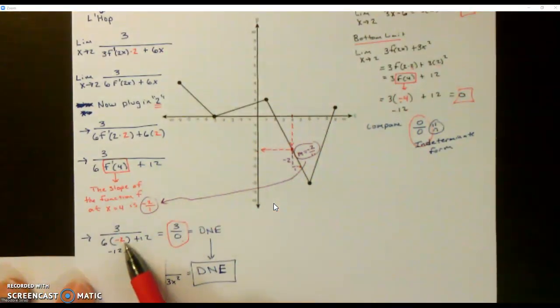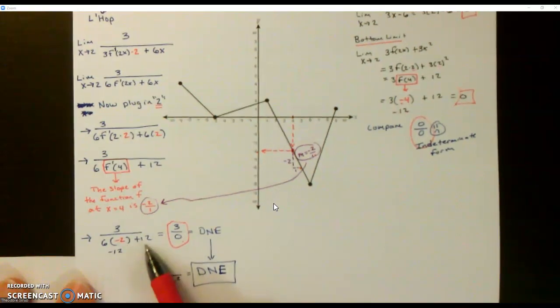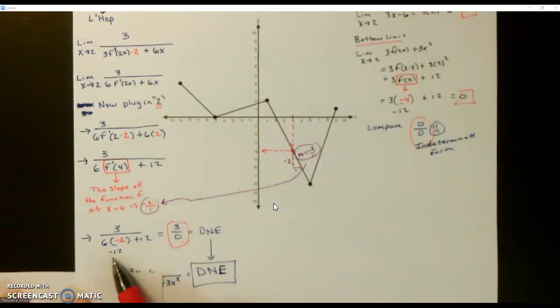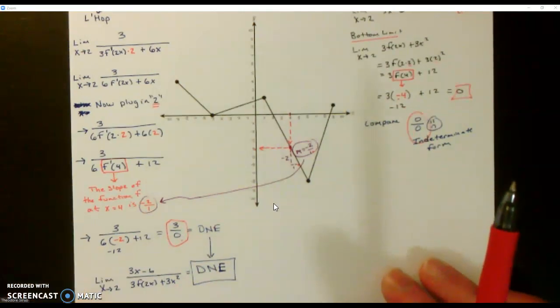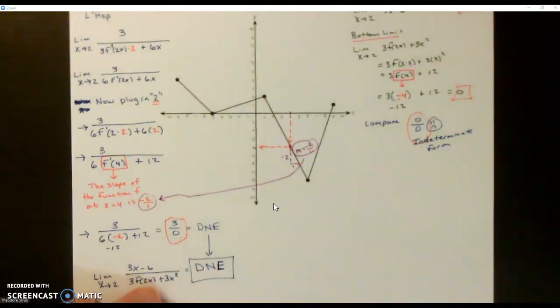I'll plug that right in here. And then when I simplify, I get -12 plus 12 on the bottom and 3 on top. Well, this is not an indeterminate form. This is an undefined solution because you cannot divide by 0. And since the numerator goes to 3, we know what that is, but we don't know really what the bottom is. So my overall answer is does not exist.